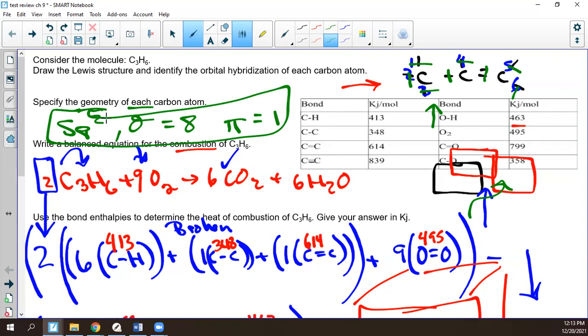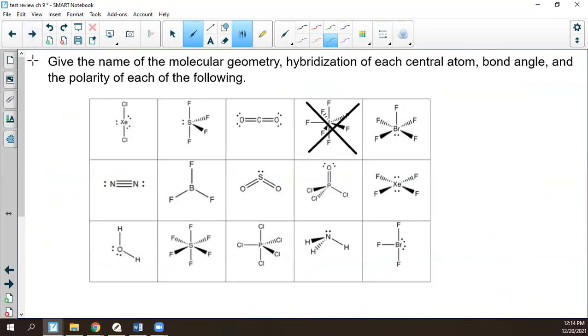Okay. Thumbs up if you can do everything on that screen right there. Oh, that makes me sad. Well, the person I made eye contact with. Okay, that is on your test. 100%, that is on your test. All right, here we go. Give the name of the molecular geometry, the hybridization of each central atom, the bond angle, and the polarity of each of the following.